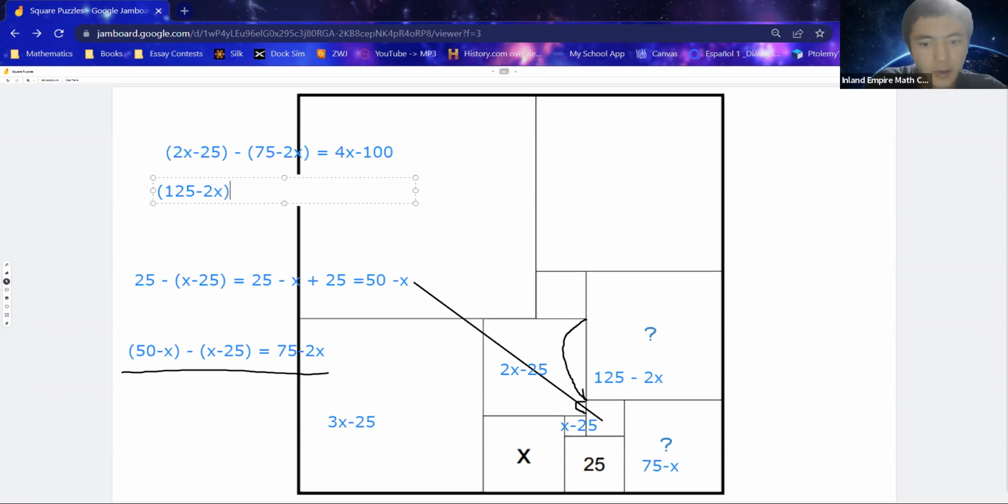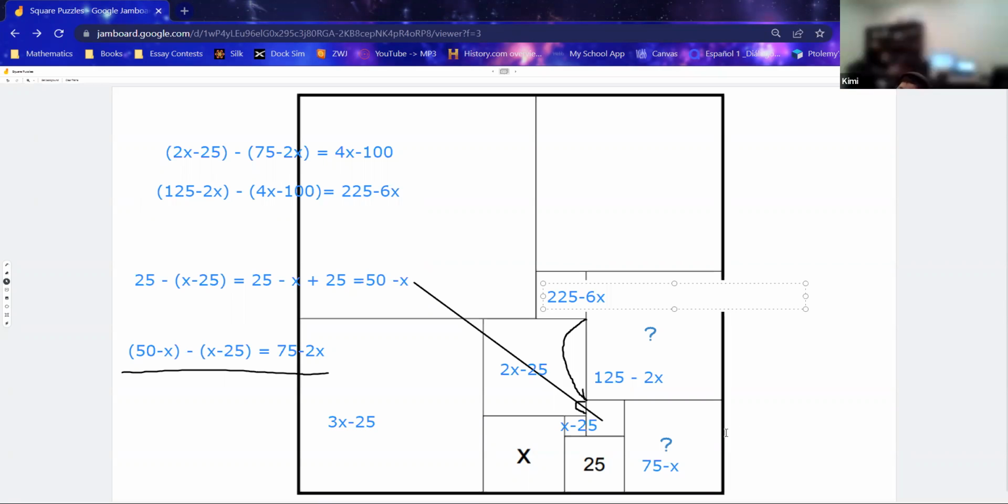So finally, we want to find the remaining length. So we do 125 minus 2x minus the length we just found. And you should end up getting negative 6x, or actually I'm going to write this in front. So you should end up getting 225 minus 6x. And indeed, this would be the length of our third square.